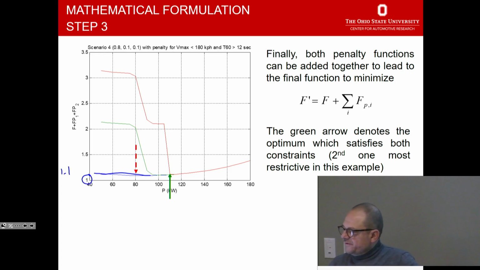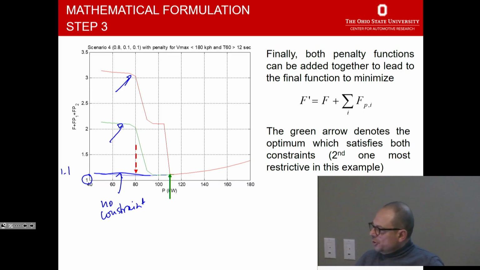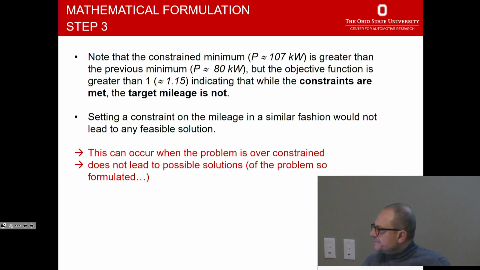So, and here you can see this is no constraint. And this is the first constraint here, and this is the second constraint there. So you can see that you're making it increasingly restrictive as you add constraints. And the point I just made, you're not meeting target mileage. That actually was impossible.